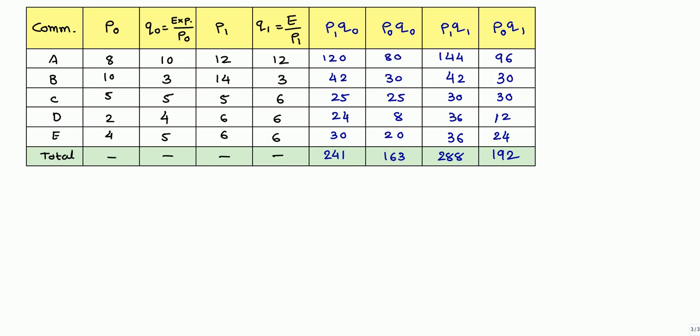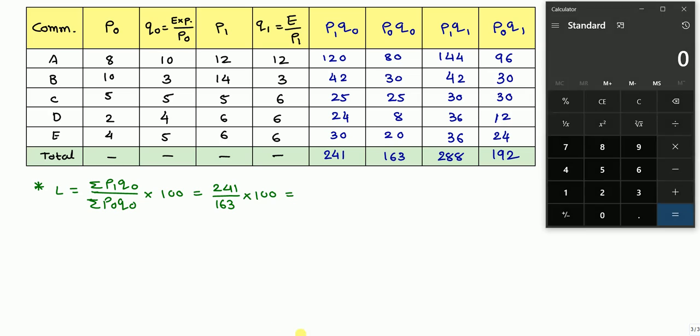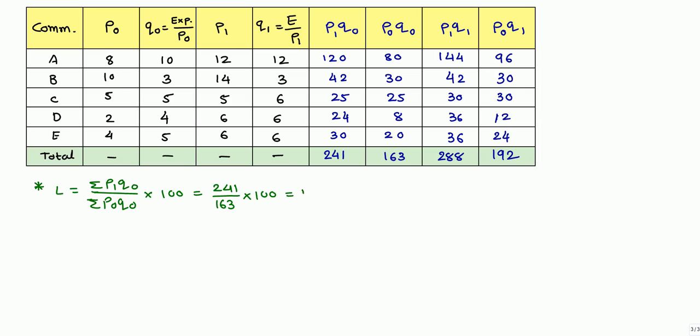Okay, now the remaining process is common. Find Laspeyres, Paasche, Fisher, Marshall and Paul's index number. First, we are finding Laspeyres index number. L equal to sigma P1 Q0 upon sigma P0 Q0 into 100. It is equal to 241 divided by 163 into 100, and it is equal to 147.85. Let us check our answer.